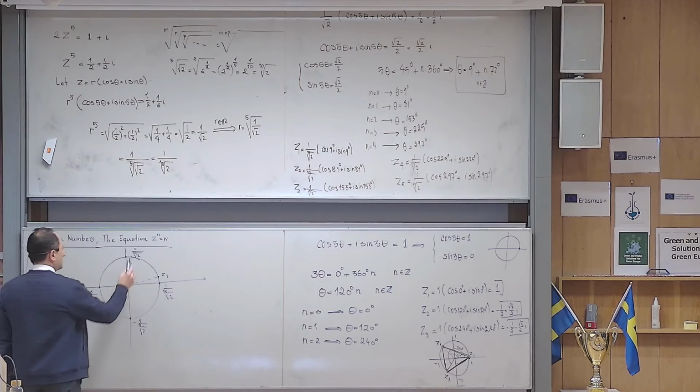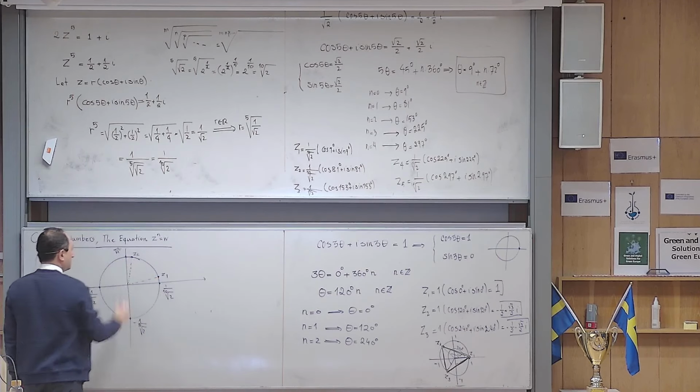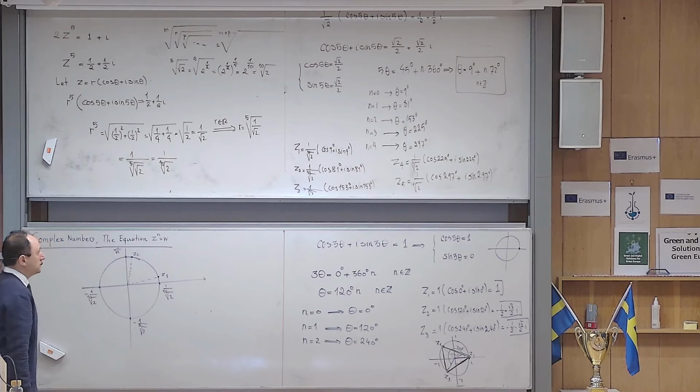Yes? So it's 1 over the 10th root of 2. So the second one is here. So this is Z1, this is Z2. The third one, what is the argument of the third one? 153.